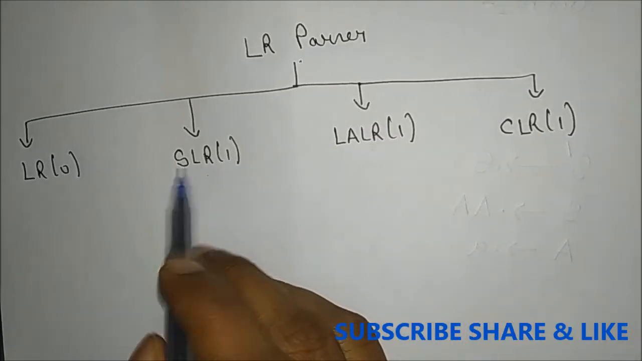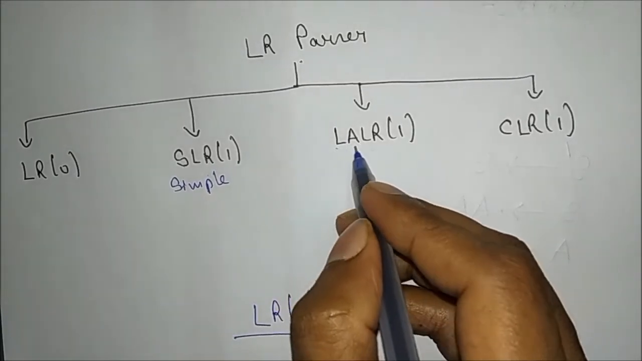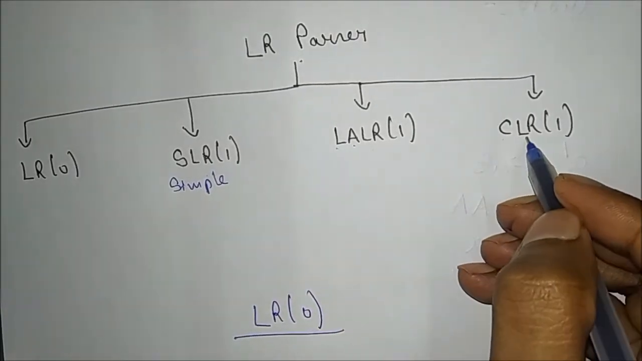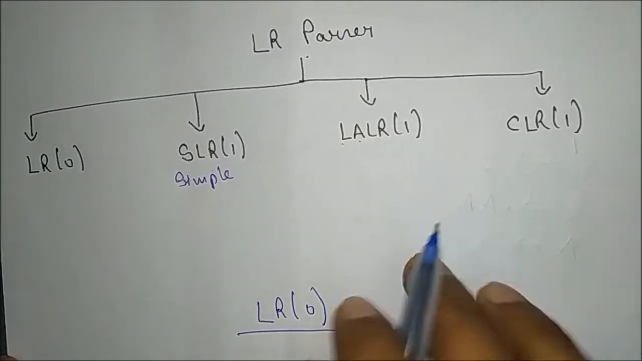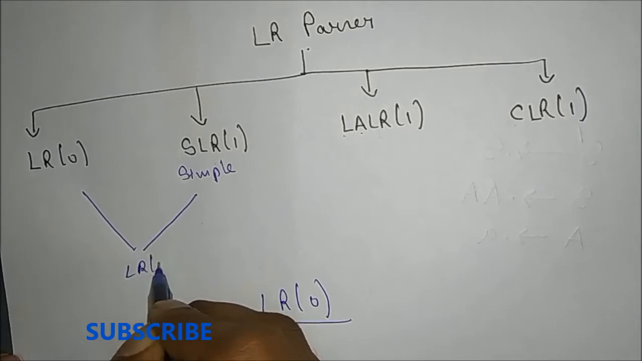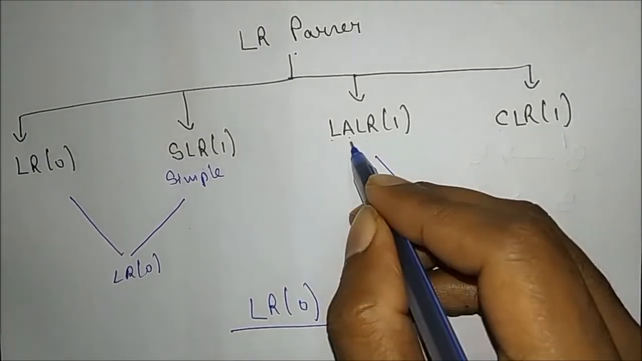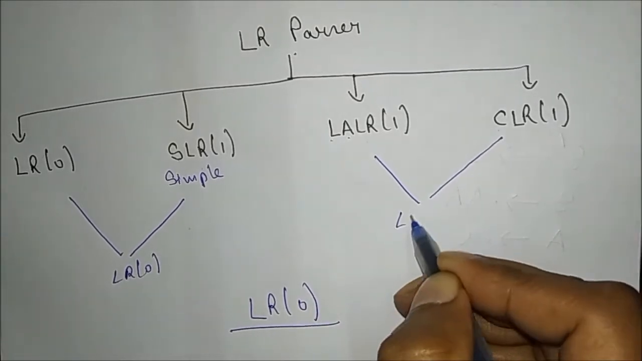SLR means simple LR parser, LALR means look-ahead LR parser, and CLR means canonical LR parser. LR0 and SLR1 follow the canonical collection of LR0 items, and LALR1 and CLR1 follow LR1 items.